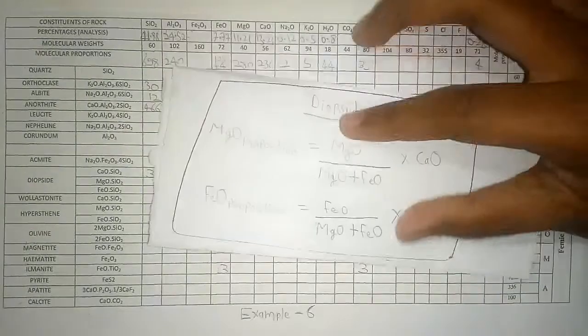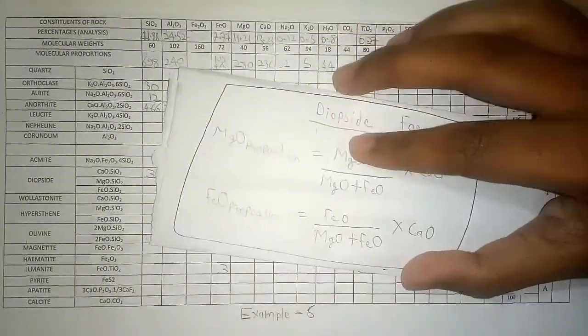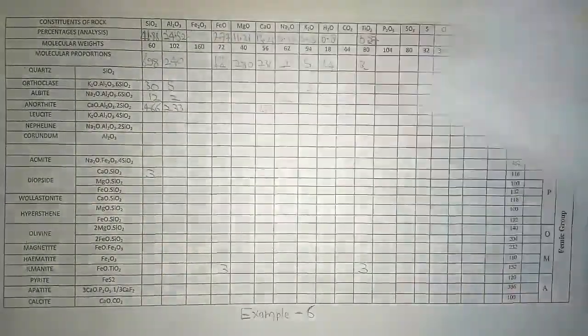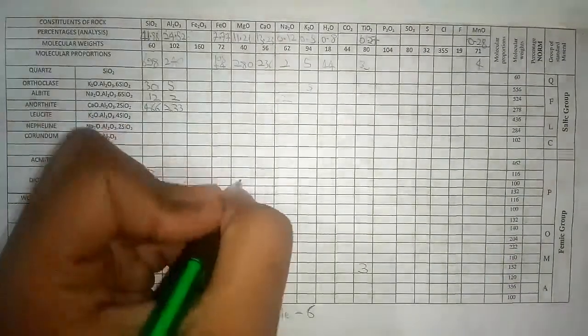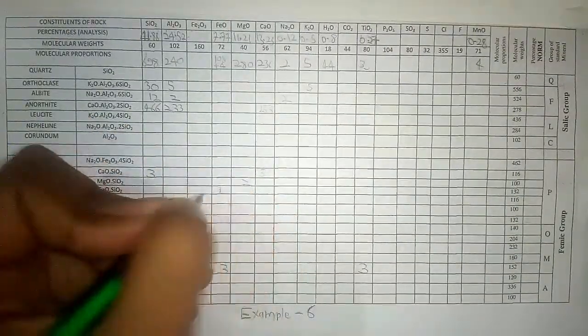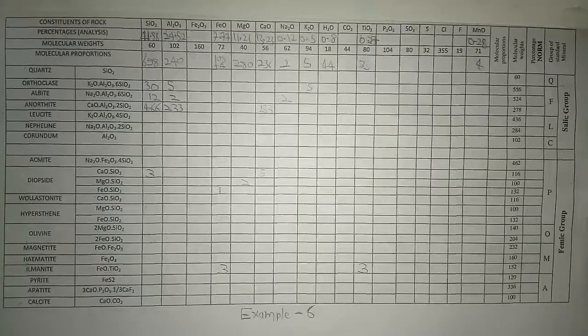Okay, so by using this formula we will get the value of MgO proportion and FeO proportion, and that will be equal to 2 and 1. See, it may come with some decimal, something like 0.6 or 0.7, so you can take it as a 2, no problem. Means if it is 1.7, you can take it as a 2.